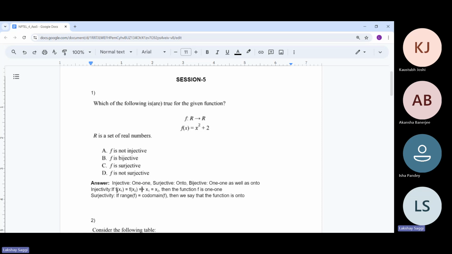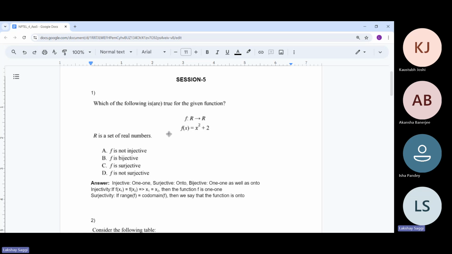You can also just check the contrapositive of this statement. It will just mean that x1 not equal to x2 implies f of x1 not equal to f of x2. This is how we generally show if a function is not 1 1. If for two different values the function takes the same value, then that function is actually not 1 1.